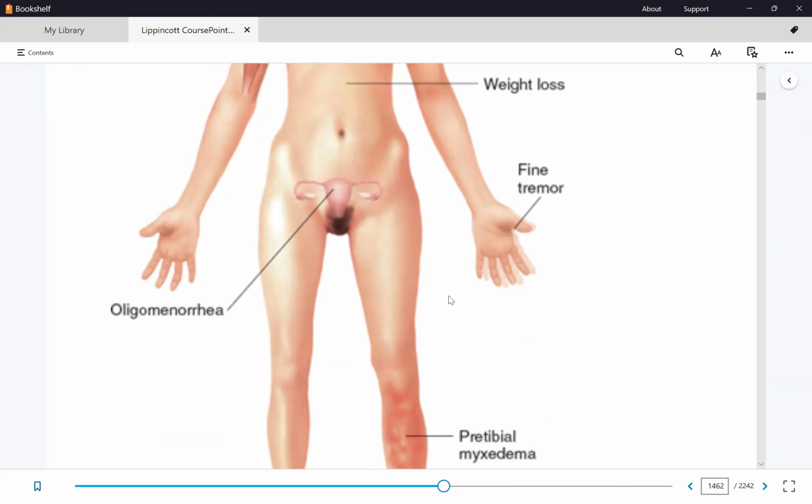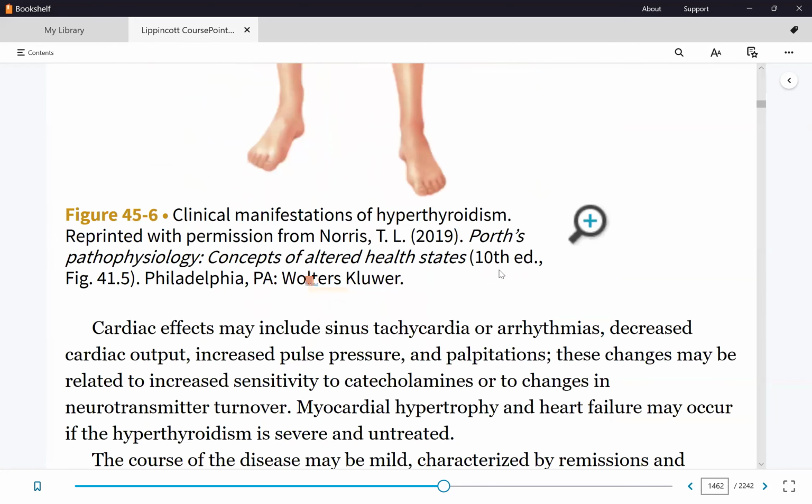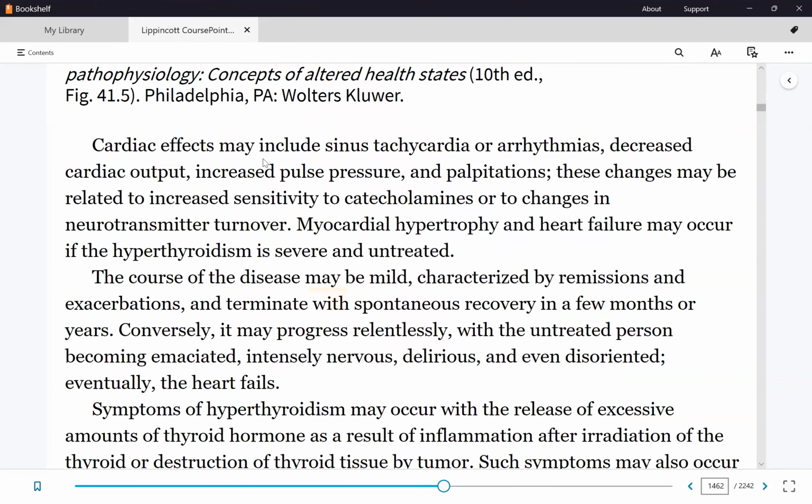Sorry. Okay, they do not menstruate, so they can attempt to get pregnant, but they can't get pregnant, because they're not ovulating. I already mentioned the cardiac effects.